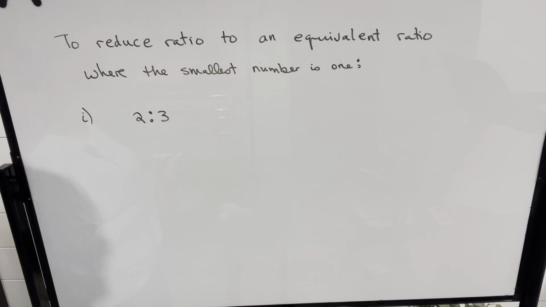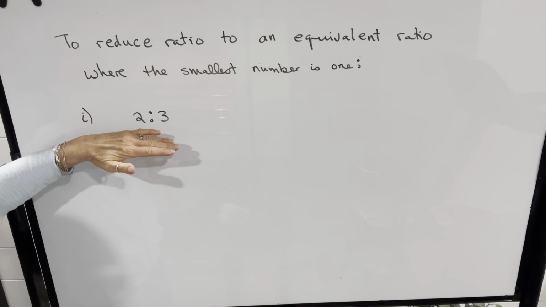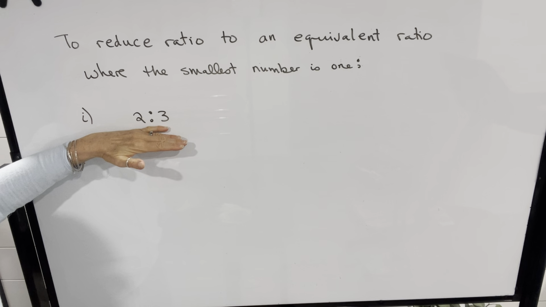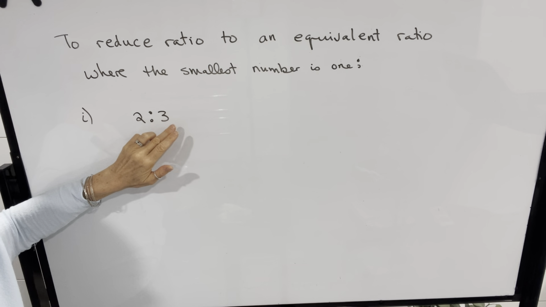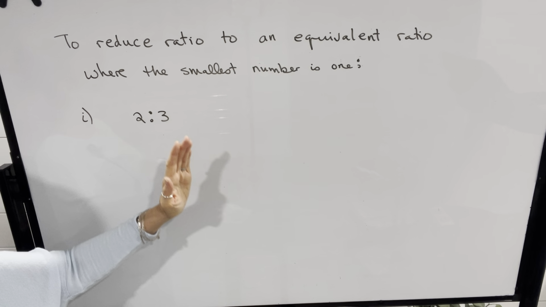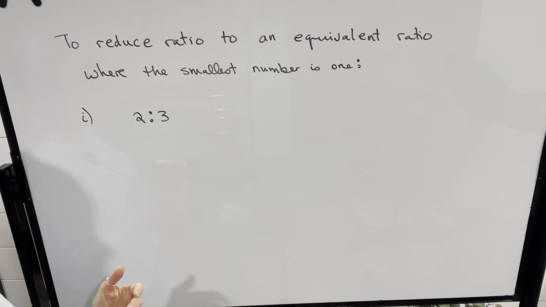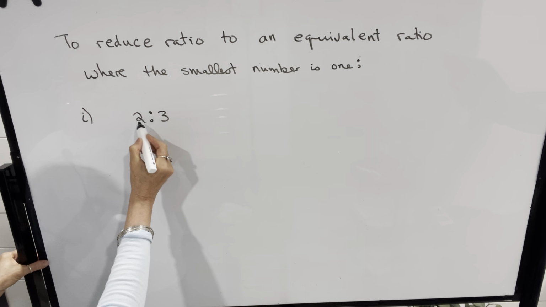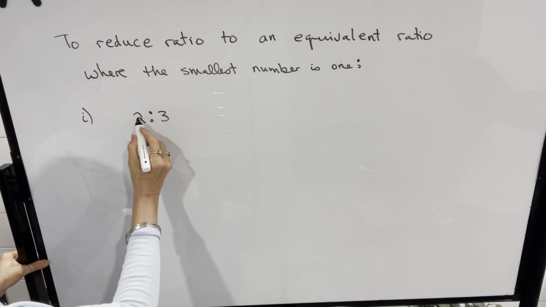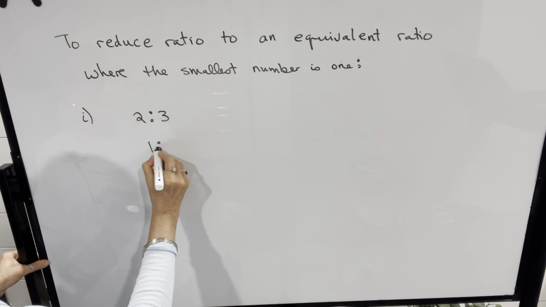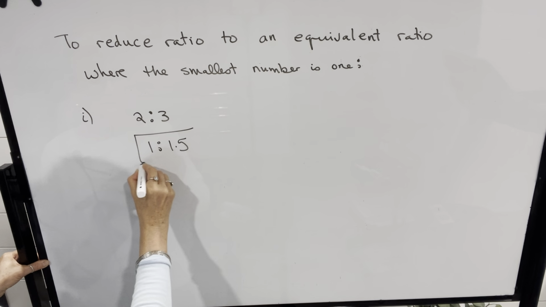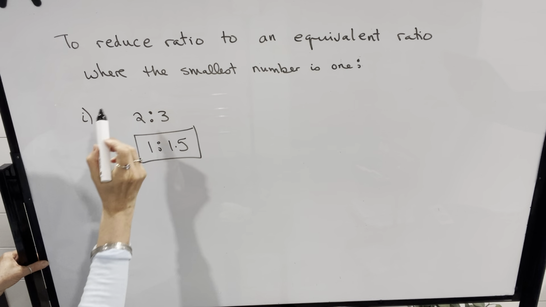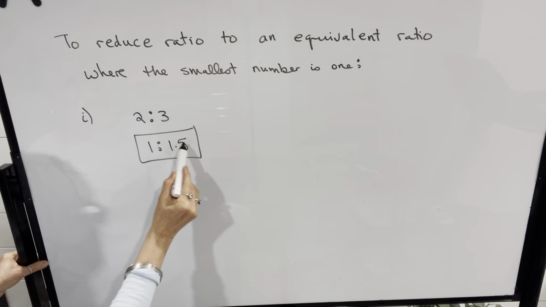Sometimes in business, you might be asked to convert your ratio to an equivalent ratio where the smallest number is 1. So in this case, our smallest number is the first number, it's a 2. So instead of writing this as 2 to 3, they want it written 1 to something. And when you do that, you're going to introduce decimals. The way that you do that is you divide both of these numbers by 2. So 2 divided by 2 is 1. 3 divided by 2 is 1.5. So 2 to 3 can also be written as 1 to 1.5.